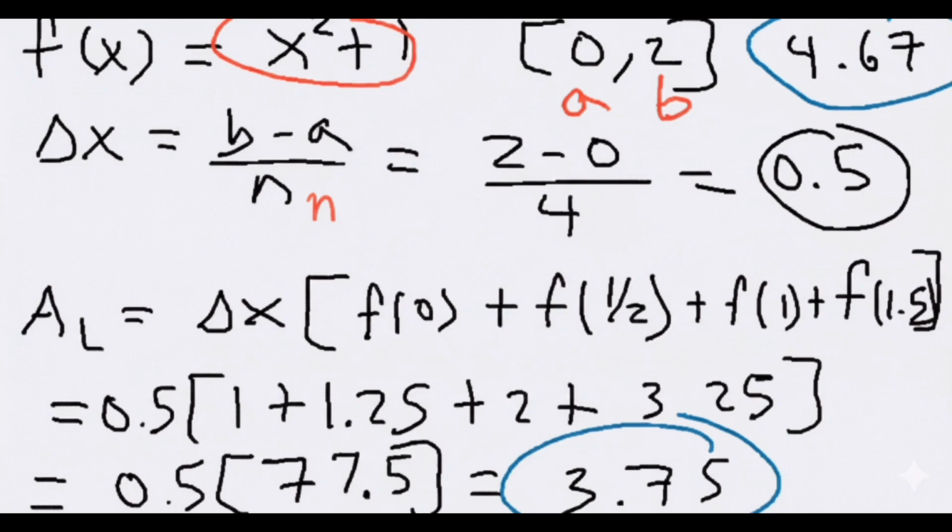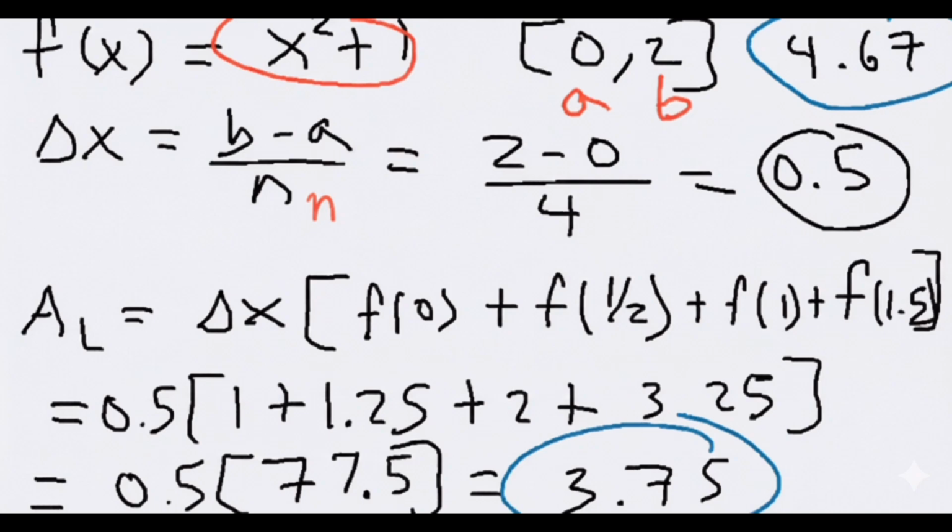So by simplification, we have f of 0 to be 1, f of 1 over 2 to be 1.25, f of 1 to be 2, f of 1.5 to be 3.25. So we add everything together, multiply by 0.5, and our answer is 3.75. Now, the 3.75 is the area of the left endpoint.